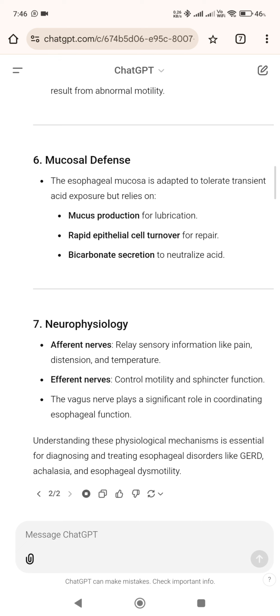Understanding these physiological mechanisms is essential for diagnosing and treating esophageal disorders like GERD, achalasia, and esophageal dysmotility.